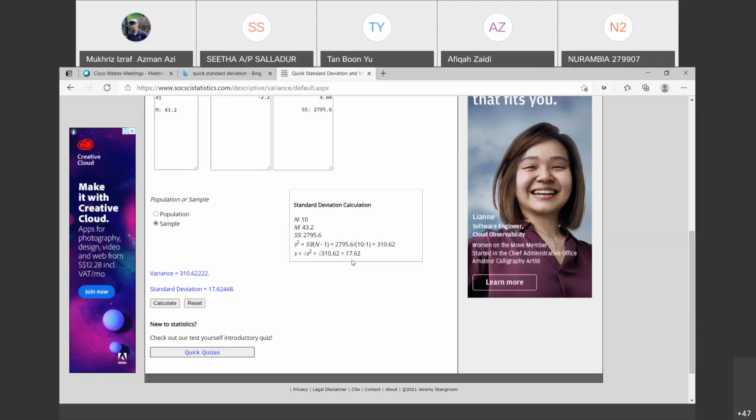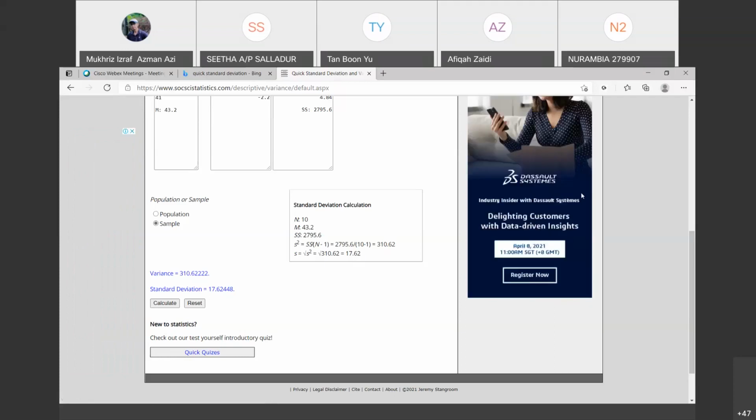Of course, because the question already specified it is from a sample, you need to choose the correct option to get the number. Variance will always be bigger than standard deviation, because standard deviation is the square root of variance, so that's why the number will always be positive. 17.62.